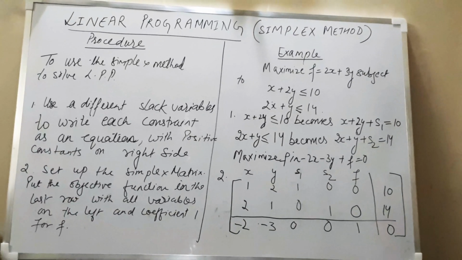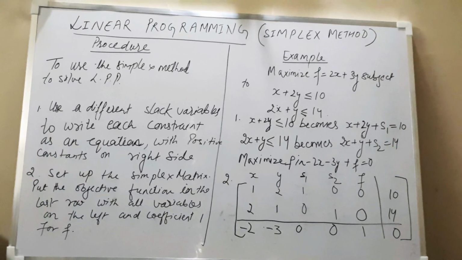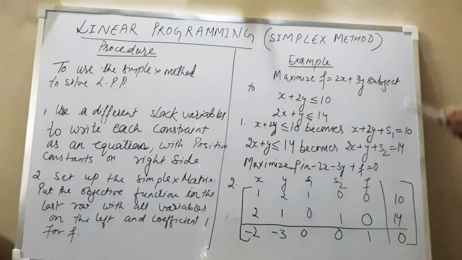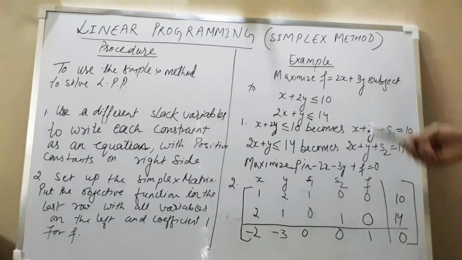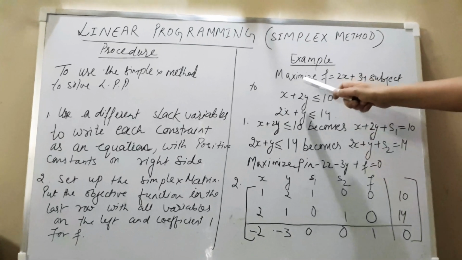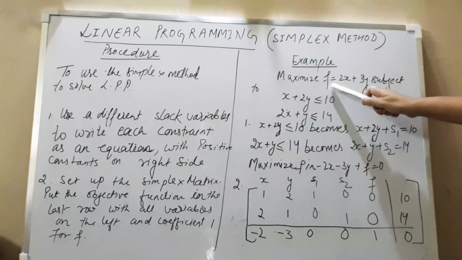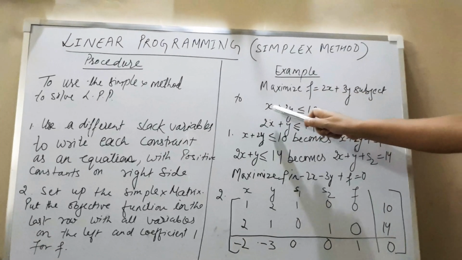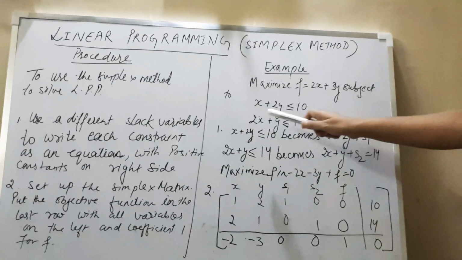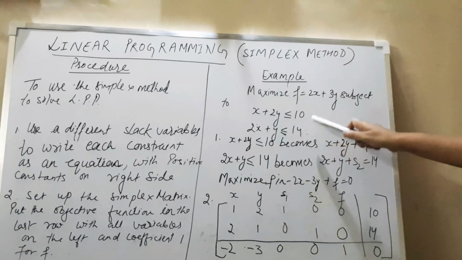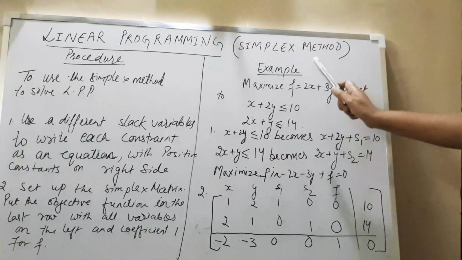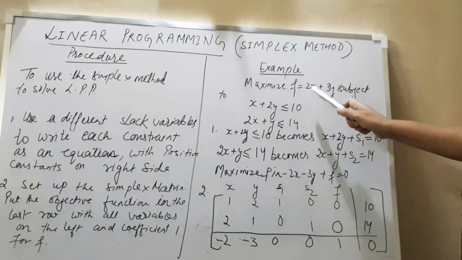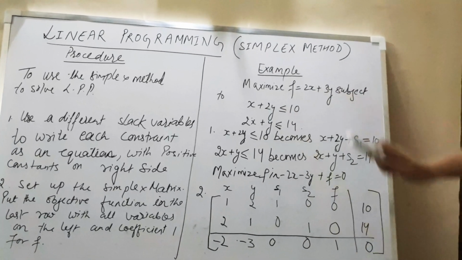Learn about the simplex method in linear programming problems. So let's see one example. Here is the example. Maximize function f equal to 2x plus 3y subject to x plus 2y less than or equal to 10, 2x plus y less than or equal to 40, and these are the constraints. So here we have to maximize the function, and these are the constraints.